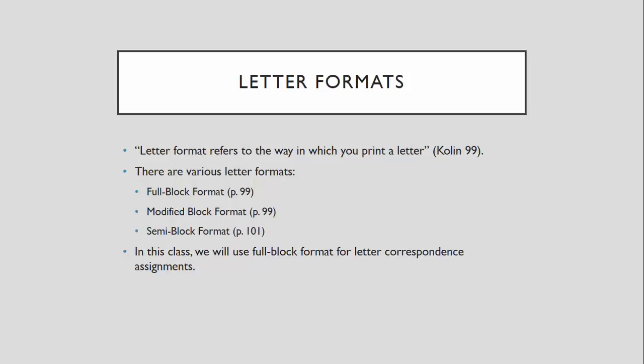With modified block format, also discussed on page 99, there are certain parts of the letter that are not aligned to the left margin. They're aligned center of the page. Those parts could include your dateline, your complimentary close, and your signature at the bottom of your letter. So in modified block, the only difference is that certain sections of the letter would be aligned center or more to the right side of the page. And then there's semi-block format, which is a lot like modified block format, but the paragraphs are indented. I will almost never ask you to use the semi-block format. Again, we will use full block format for most of the letter writing in this class.